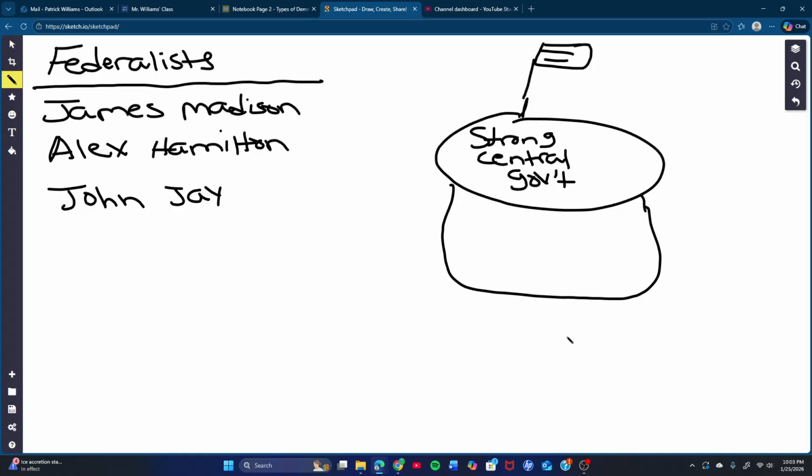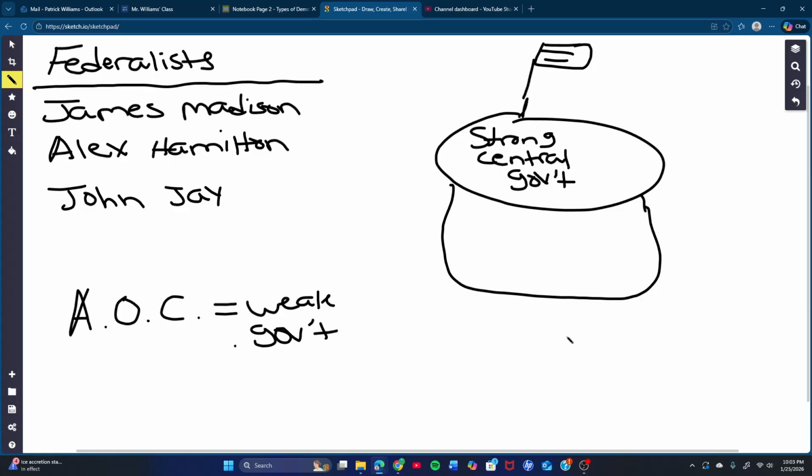Remember, they had just lived through the Articles of Confederation. That thing failed miserably. They created a very weak government. The Articles of Confederation wouldn't even allow them to collect taxes. I call them the AOCs. It created a weak government, and these dudes did not want to go back to this.